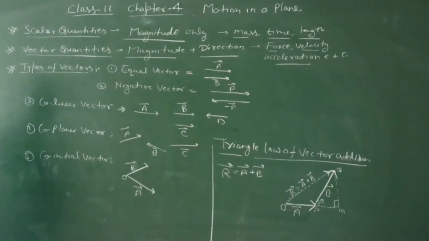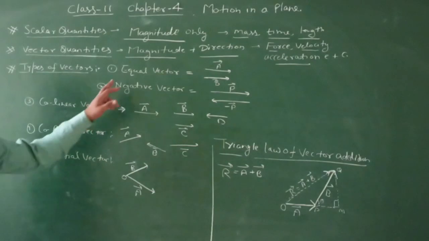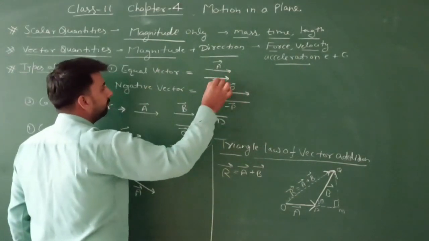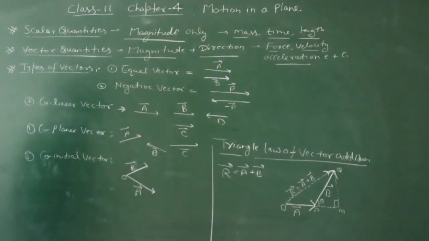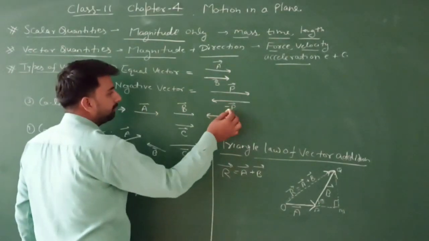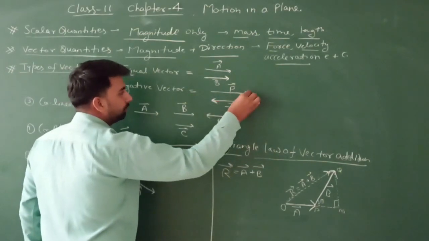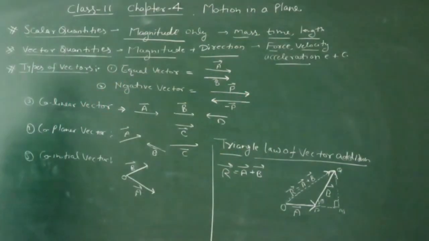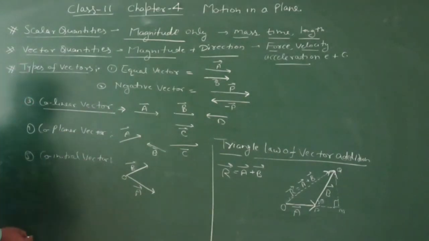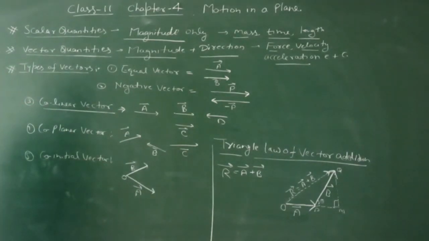Types of vectors. So vectors are of many types. First is equal vectors. If the magnitude and the direction of both vectors are the same, then the vectors are known as equal vectors. Negative vectors. If the magnitude of the vectors is the same but the direction is opposite, then the vectors are known as negative vectors. Then collinear vectors. If the vectors act along the same line, then the vectors are known as collinear vectors.